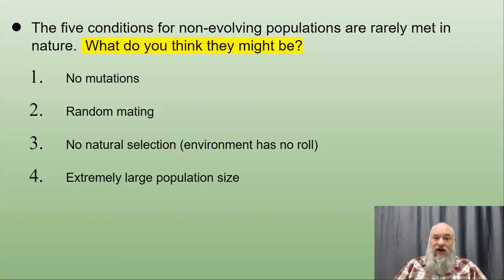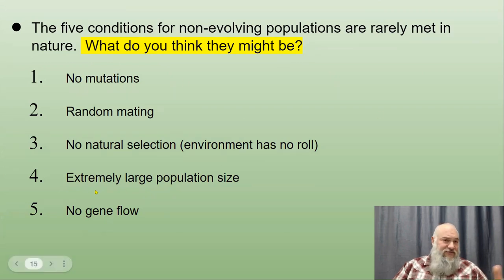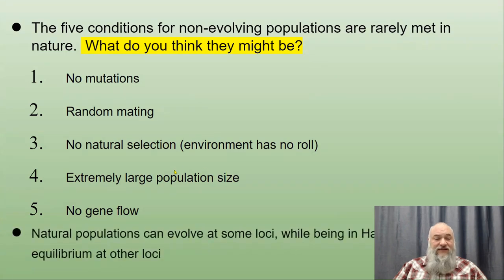So we've got to be looking at a pretty large, stable population that doesn't have any gene flow, meaning you're not getting new genes in from outside the population, because we don't want to add new genes. We don't want new mutations. New genes are like new mutations. We can't have outside DNA coming in. And these things all happening, very rare. Now, it is possible for natural populations to evolve at some loci, some genes, but not at others. So they can be at Hardy Weinberg equilibrium at some loci, but the chances of them being at Hardy Weinberg in all loci is pretty much 0.